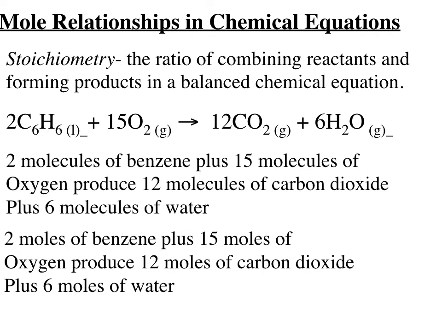I could use 20 benzenes plus 150 O2s gives 120 CO2s and 60 H2Os. They would have conservation of matter on both sides. I could use 2 million C6H6 plus 15 million O2 gives 12 million CO2 plus 6 million H2O, and I would have equal numbers of atoms of each on both sides.